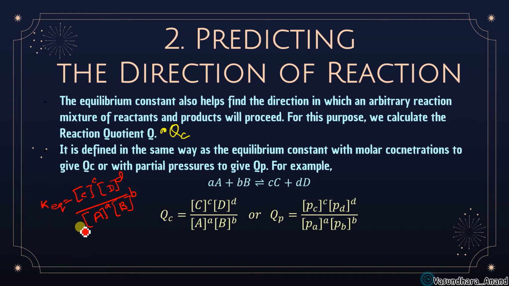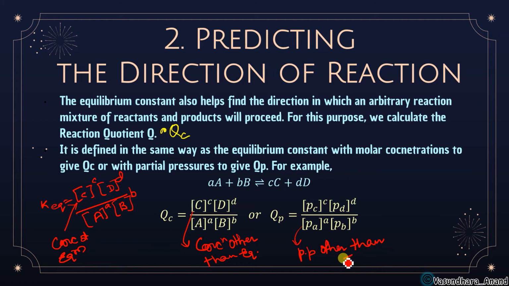Okay, so here, whatever concentration we are using, that is the concentration at equilibrium, while wherever we use this concentration, that is the concentration other than at equilibrium. Got it? Equilibrium को छोड़कर बाकी time का जो concentration होगा, that we are using. Similarly, this is pressure, partial pressure other than equilibrium. I hope it is clear.